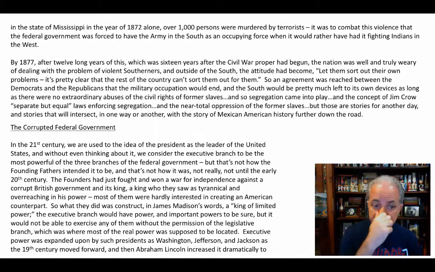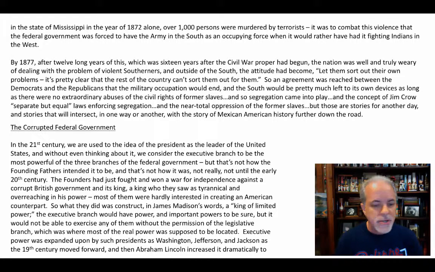In the 21st century, we're used to the idea of the president as the leader of the United States. And without even thinking about it, we consider the executive branch to be the most powerful of the 3 branches of the federal government. But that's not how the Founding Fathers intended it to be, and that's not how it was, not really, not until the early 20th century.